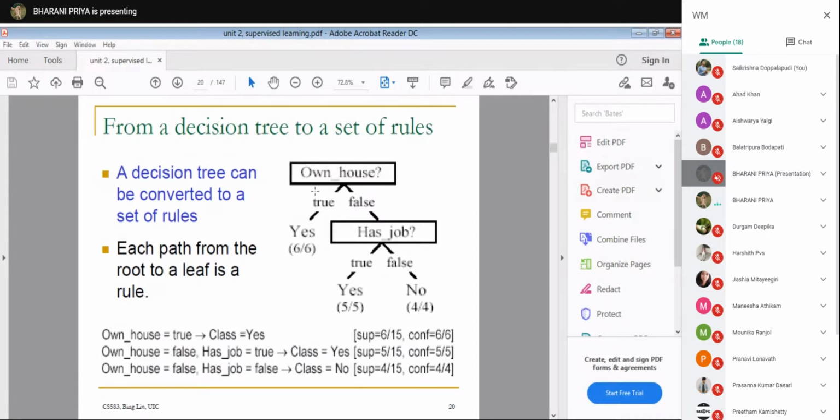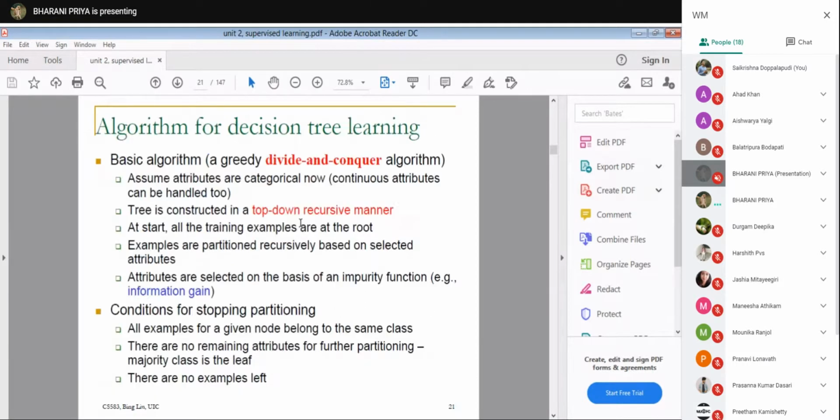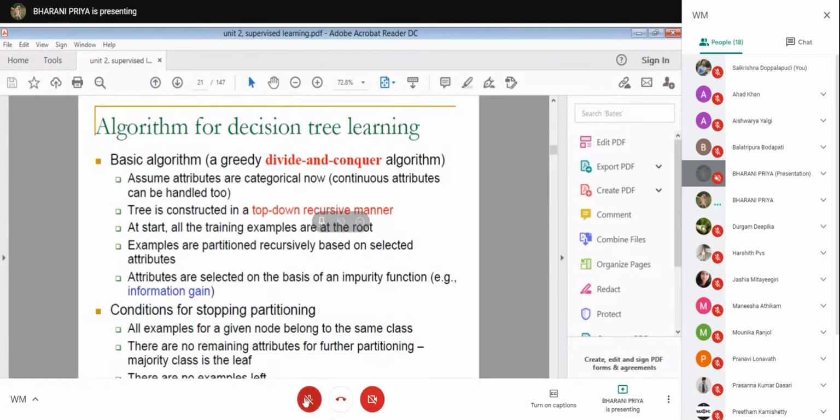Here you are selecting Own House at the root node. Why not Has Job at the root node? You need to decide which attribute should be taken as the root node. This can be decided using entropy values or information gain. The conditions for stopping the partition are: all the examples belong to the same class, there are no remaining attributes, or there are no examples left. Is the algorithm clear?